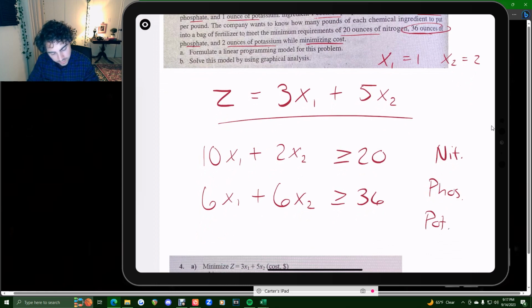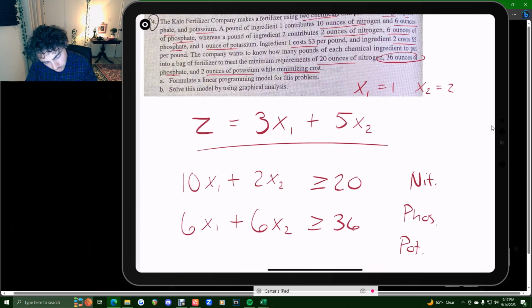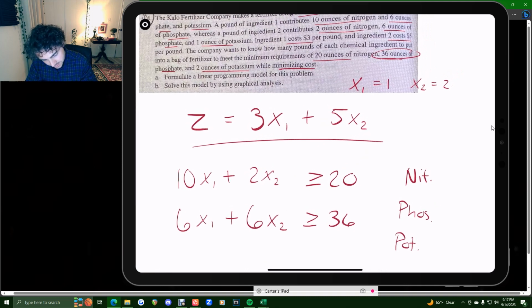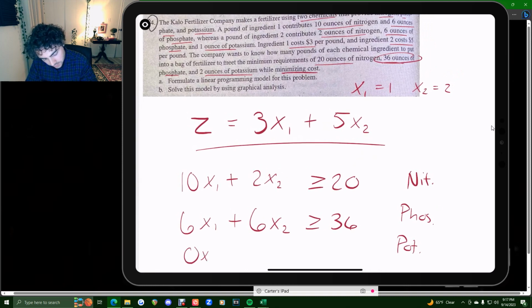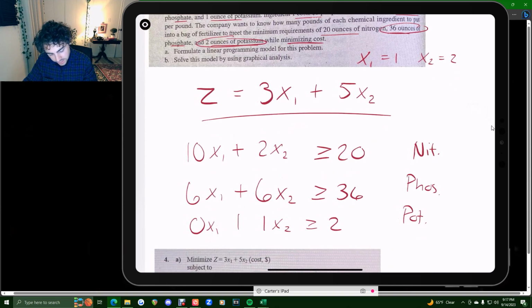Now the last one, potassium. You'll start to see the answers here. I had them close by so we can compare. Ingredient 1 has no potassium, so 0x1 essentially, plus 1 ounce of potassium in ingredient 2. And that has to be greater than or equal to 2 ounces of potassium based on the minimum requirements. We can really get rid of the 0x1 because 0 times x1 is just 0.